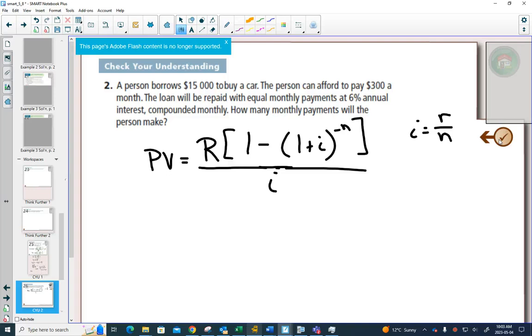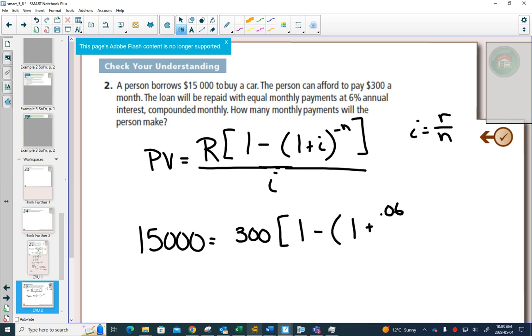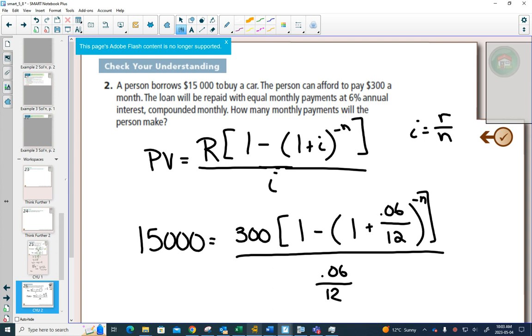Person borrows $15,000. That is the present value of the loan. We're making payments of $300. 1 minus. The interest rate is 6%, so as a decimal, that's 0.06. Compounded monthly, so it's divided by 12. To the negative n, all divided by 0.06 over 12. Once again, here is your power.